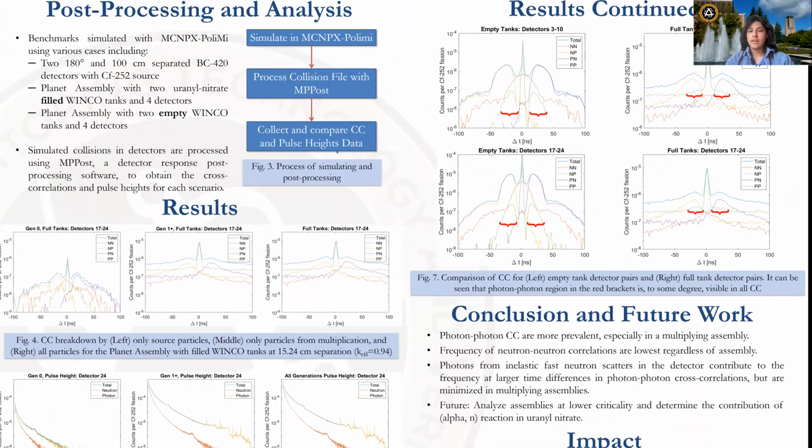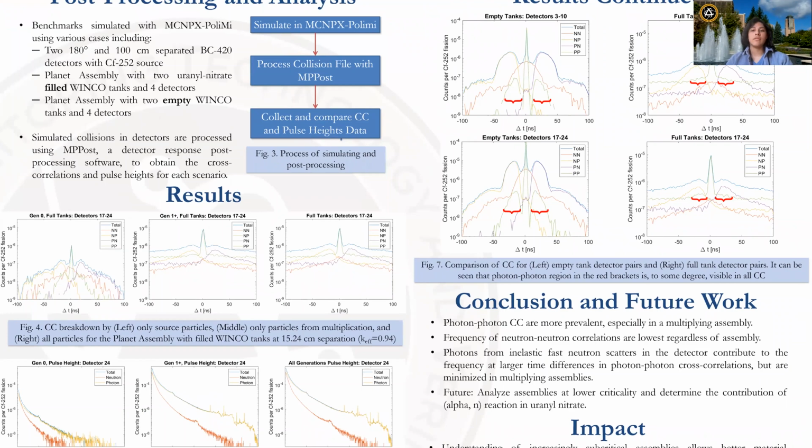And some results continued. This is a comparison of the empty tanks to the full tanks for both detector pairs 310 and 1724. As such, we can see that the photon-photon is once again the most prevalent regardless of assembly, but specifically in the multiplying assembly, the frequency of neutron-neutron correlations is lowest regardless of assembly. And then in all assemblies these wings in the photon-photon region appear, and they are most likely due to inelastic fast neutron scatters in the detector and contribute to these appearances at these photon region times.